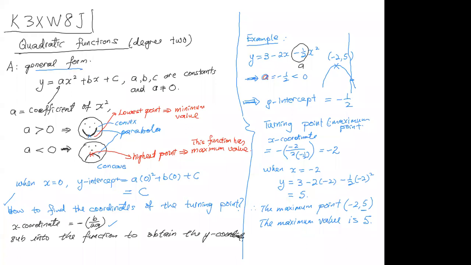My graph should be some sort like that. Here is 3, right? Here's the origin. This is my x, this is my y. So what else can you find from here by looking at the graph? What else can you do?